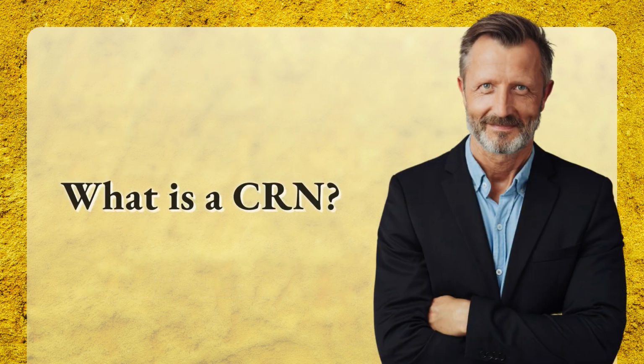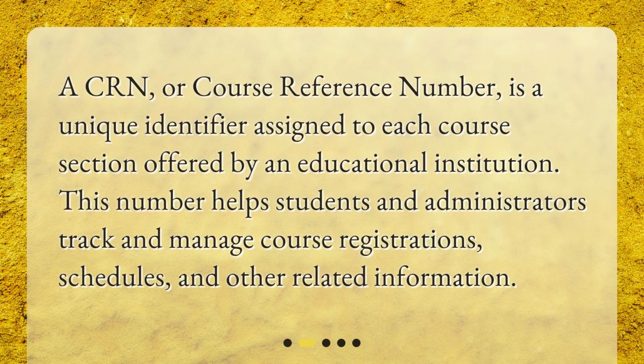What is a CRN? A CRN, or course reference number, is a unique identifier assigned to each course section offered by an educational institution. This number helps students and administrators track and manage course registrations, schedules, and other related information.